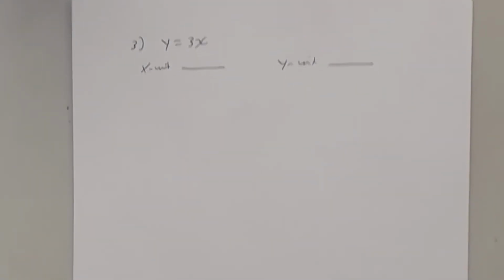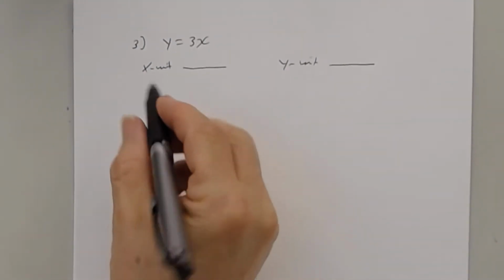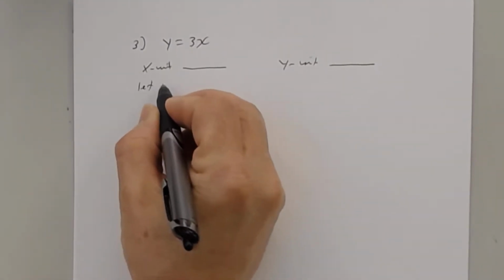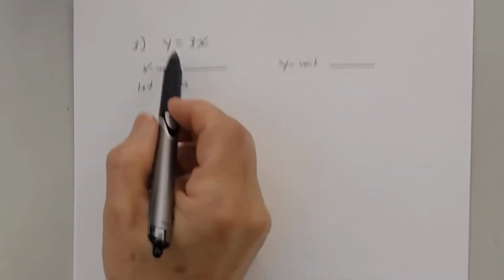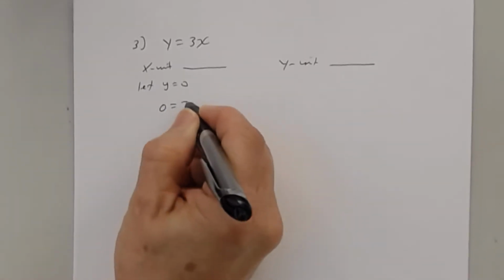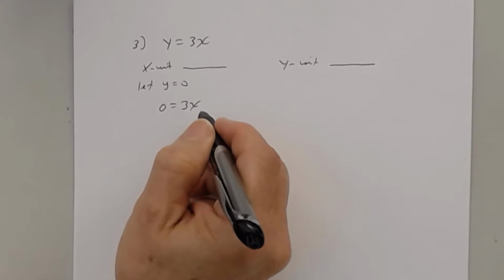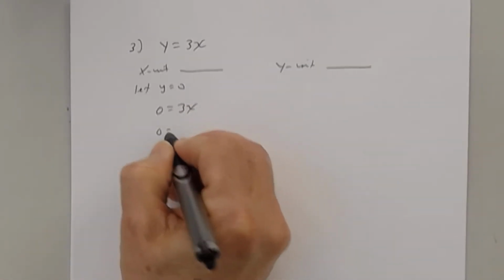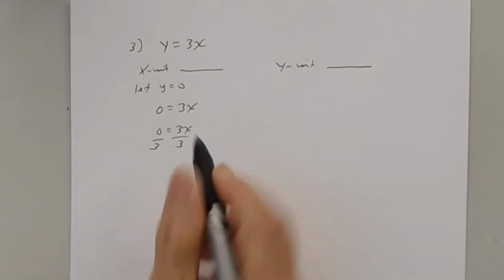Now remember, to graph a line, you need at least how many points? Well, you need at least 2. Last class period we did 3 to make sure they were all on the same line, right? So let's remember that idea, you need at least 2 points. So when I find the x-intercept, I let y equal 0. So I get 0 equals 3x. Do you agree? Now how do I get x by itself? Yeah, divide by 3.